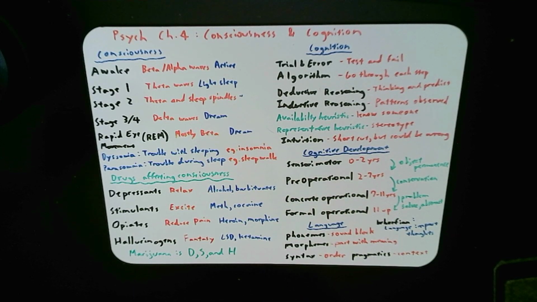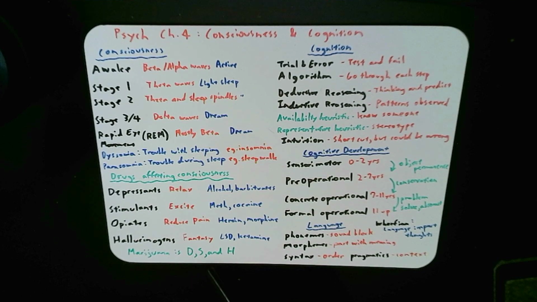Marijuana is special because it is a depressant, a stimulant, and a hallucinogen, as outlined in the MCAT. However, it is also prescribed as pain relief by medication, like opiates. So it pretty much covers all of them.